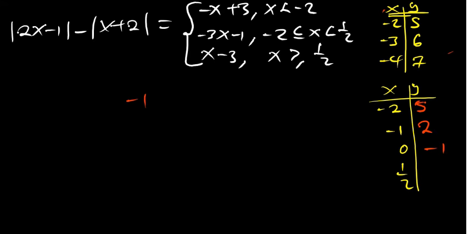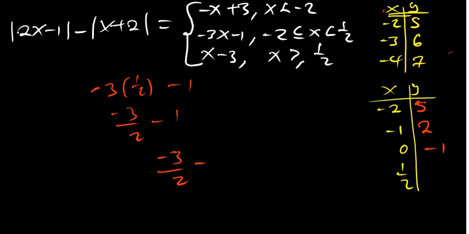Then if I put half, I'll have negative 3 times half minus 1. Negative 3 over 2 minus 1. This is the same as negative 3 over 2 minus 2 over 2. If you are confused, you can use the common denominator. So negative 3 minus 2 is going to give me negative 5 over 2.